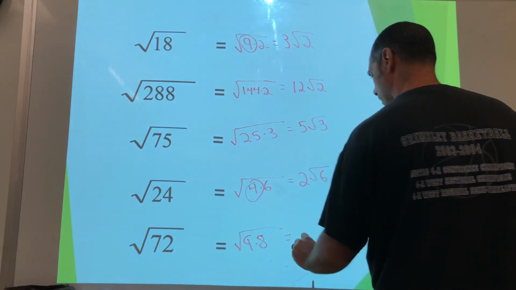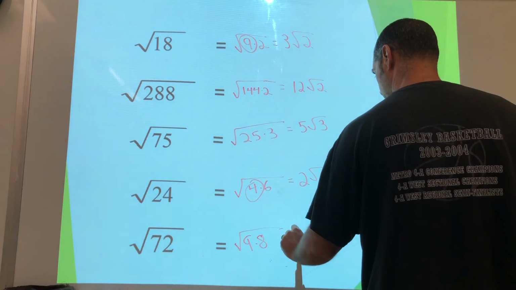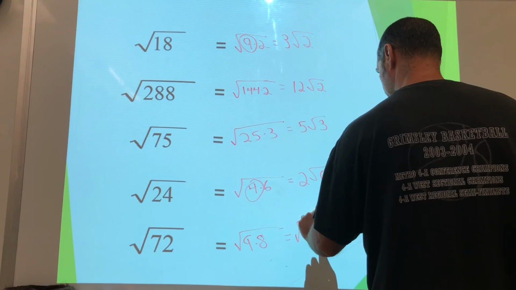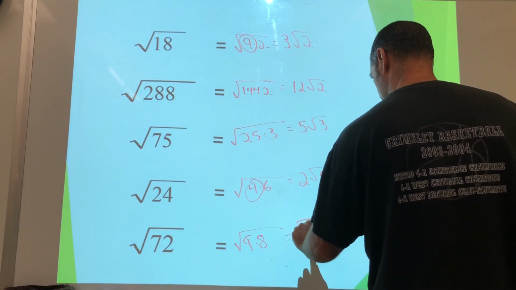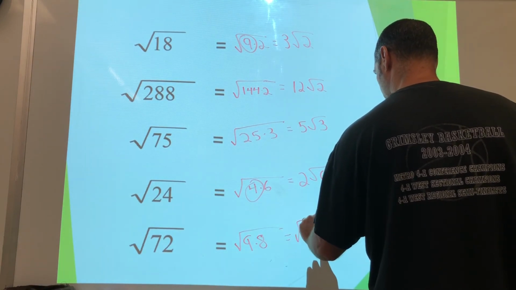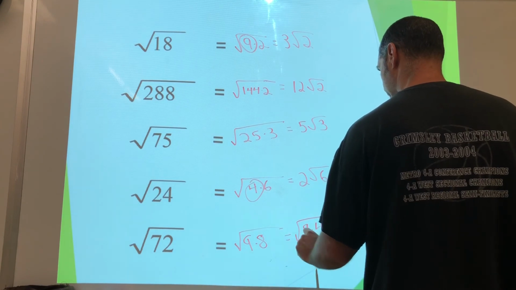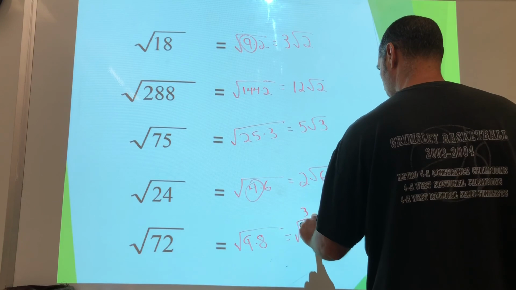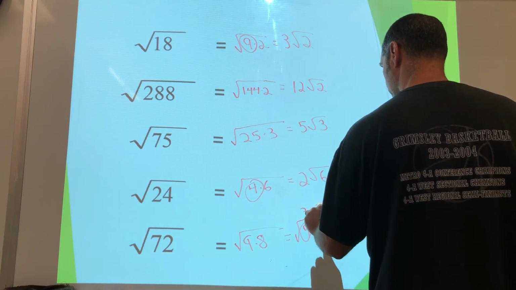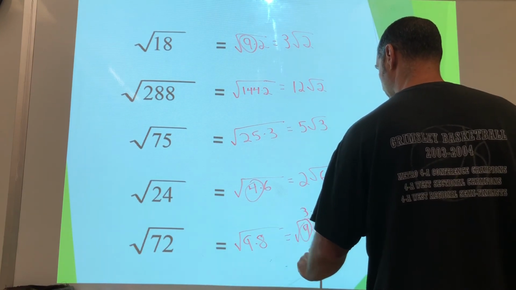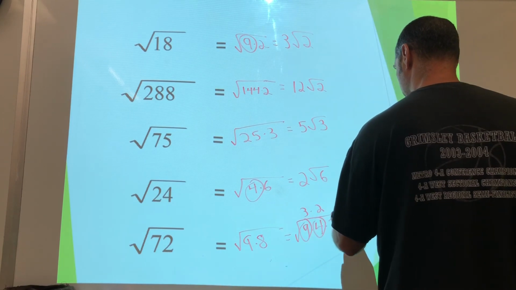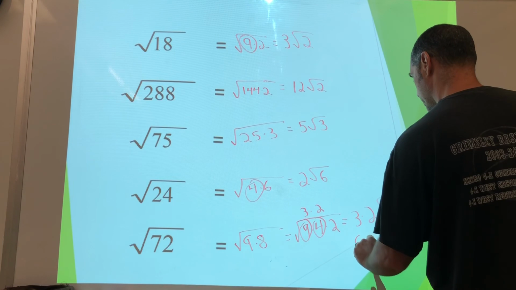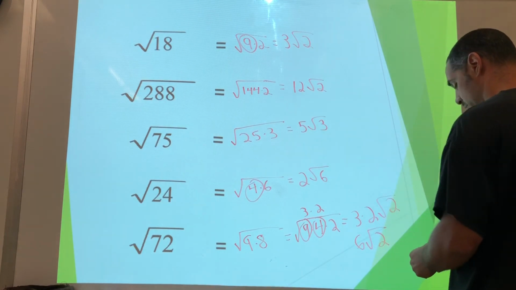If you recognize it's 36 times 2, and then you know the square root of 36 is 6, I think most people will probably recognize that this is 9 times 8. And then 9 times 8, the 9 is a perfect square, but 8 can be broken down more, so that's a square root of 9 times 4 times 2. And the square root of 9 is 3. Square root of 4 is 2. So now there's two things I'm taking out there. I multiply them. So this is going to be 3 times 2 square root of 2, or 6 square root of 2.